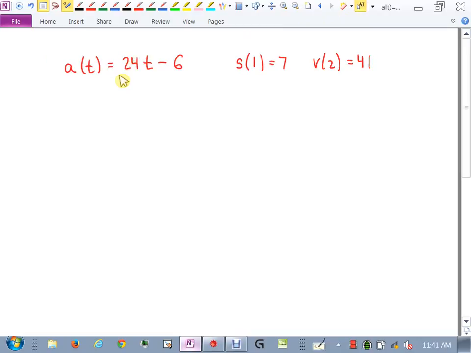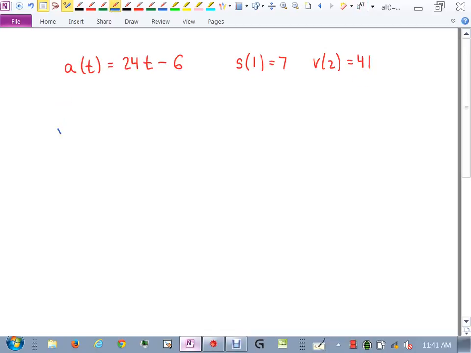I've given you an acceleration function, right? It's telling you exactly the acceleration of this object at every point in time. And I've told you s of 1, which is the position of the object at exactly one point in time. And I've given you the velocity of the object at exactly one point in time. Make sense? Okay, let's see how we can recover the position function.